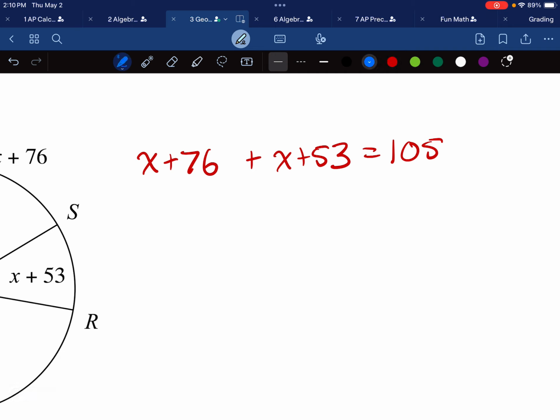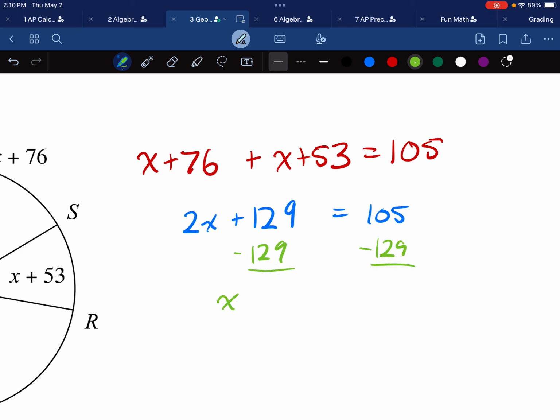What do we got? 76 and 53, they both end in 6 and 3, which is 9. 5 and 7 is 12. And I have two of those x's, and that's going to be equal to 105. Subtracting 129, ooh, that's going to be a negative 129 minus 129. It's okay to have negative values. You can't have negative angles, though. So I have 2x here is going to be equal to negative 24, and then dividing by 2, x is going to be equal to a negative 12.